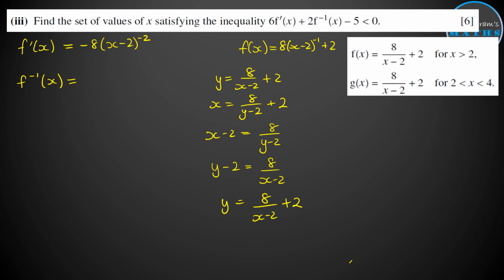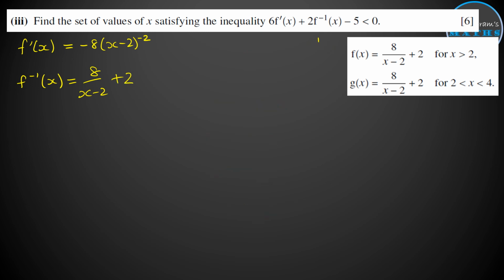So you can pause and have a read through that rearranging if you want to, but the end result is that f minus 1 of x is 8 over x minus 2 plus 2. Now I'll just clear that out of the way so we can carry on. So we've got 6 f dash of x plus 2 f inverse of x minus 5 has got to be greater than 0. So substituting in, we get this.